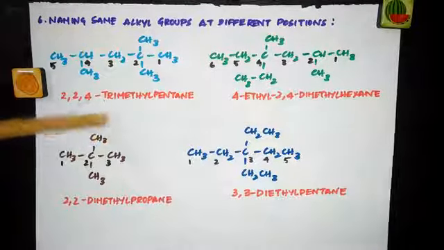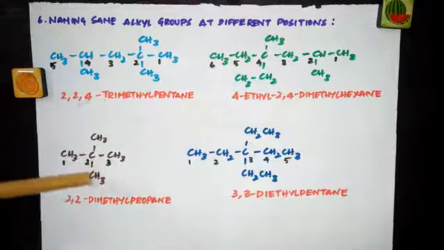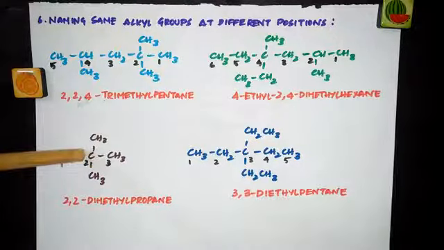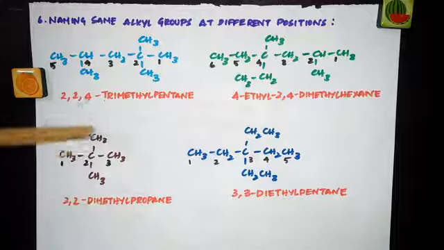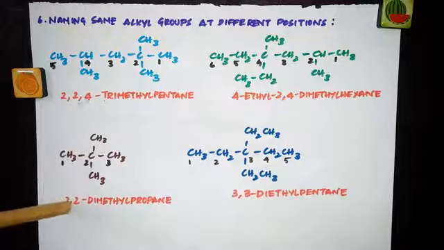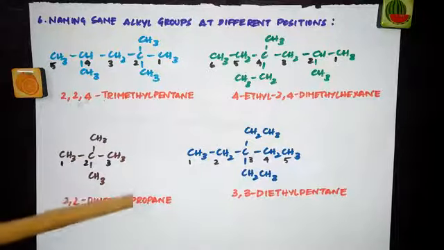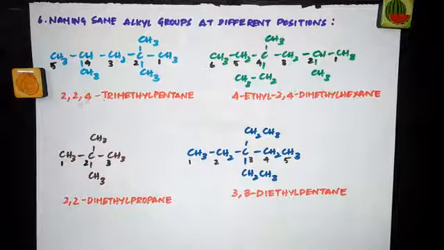So 2, 2, because in the second position itself we have the methyl groups. Then also you have to mention the 2 twice. Don't just write 2 and dimethyl. No, even if it is on the same position, you have to put the number twice. 2 comma 2 dimethyl propane is the IUPAC name.